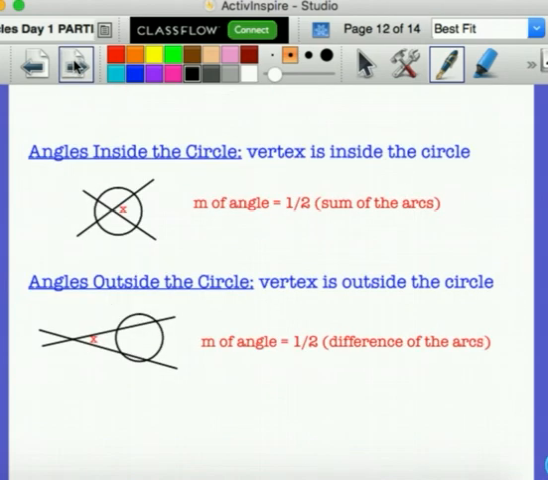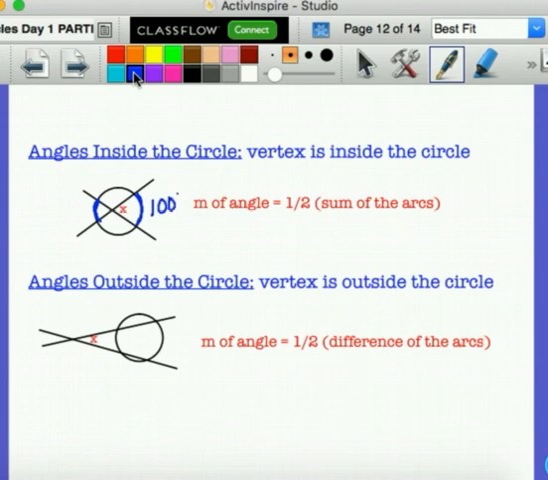So last but not least, we're going to throw in what happens if the angle is somewhere inside the circle but not at the center, or what happens if the angle has its vertex outside of the circle. So when the vertex is inside, it's half the sum of the arcs. So we're going to find the intercepted arc here, and the vertical angle's intercepted arc over here. We're going to add them together and then take half of that.